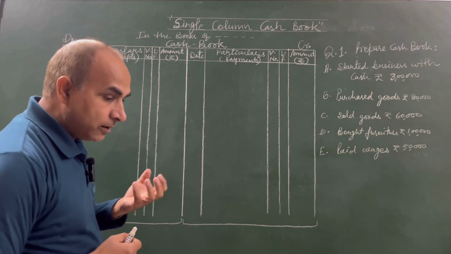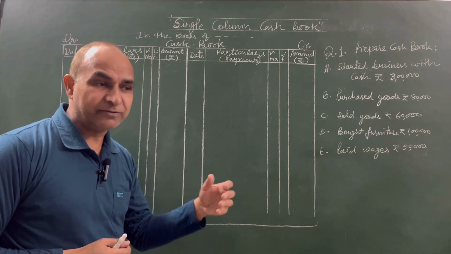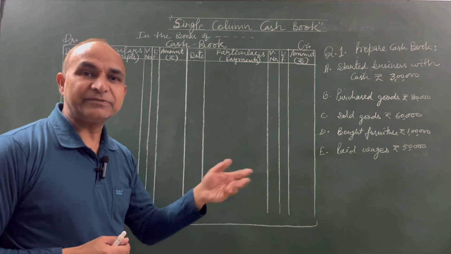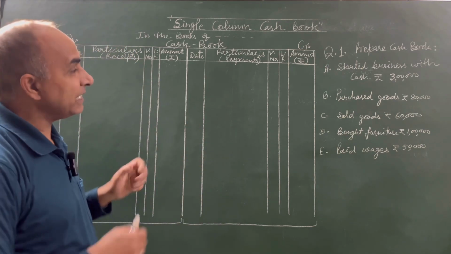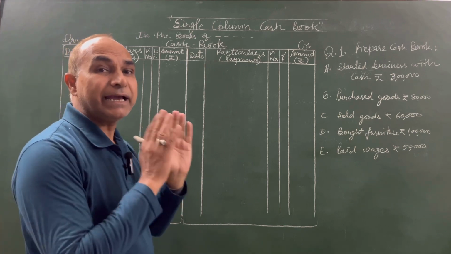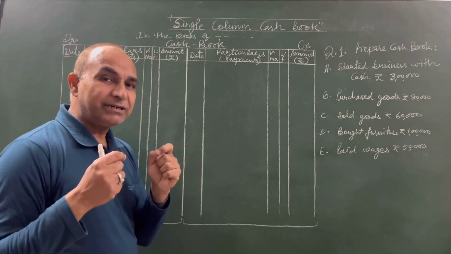Receipts means whenever a business receives cash from any source, from sale of goods or in the form of any other income, that is recorded on the debit side, and any payment made in cash is recorded on the credit side. So one by one, let us see the format.